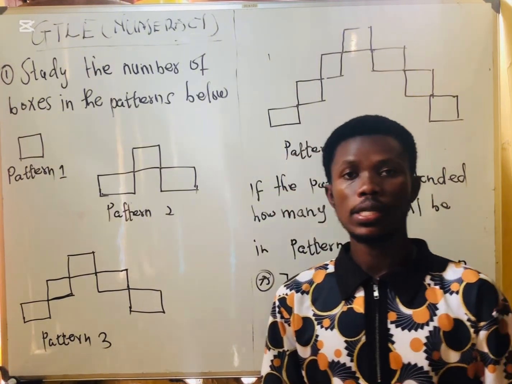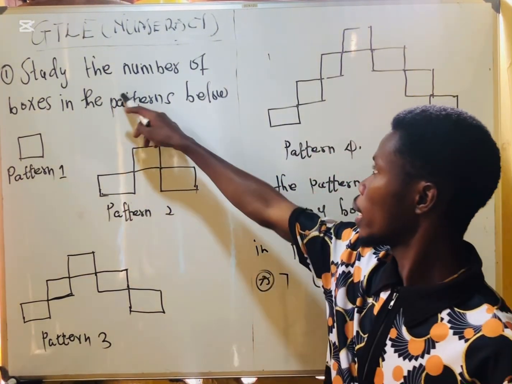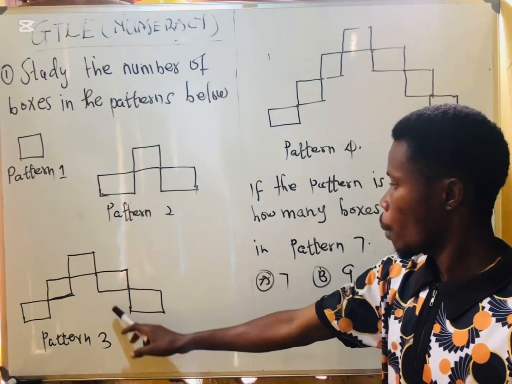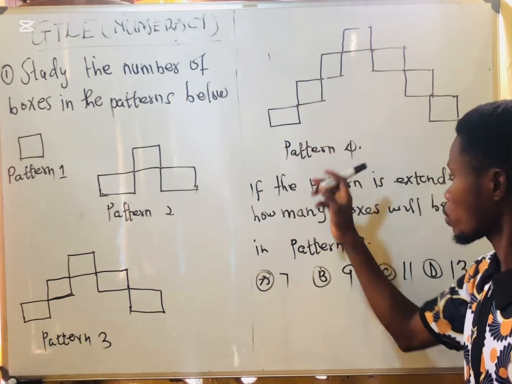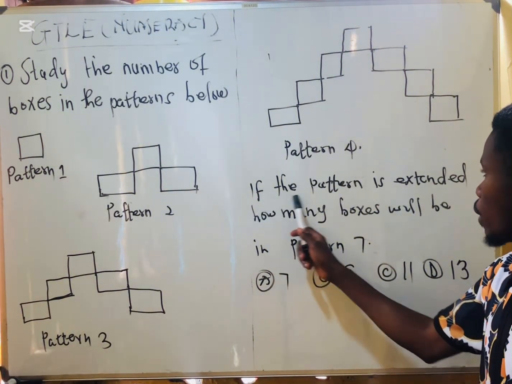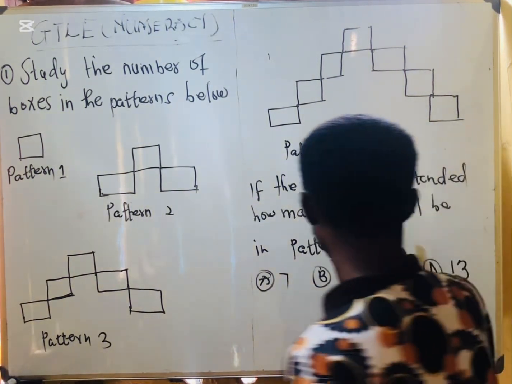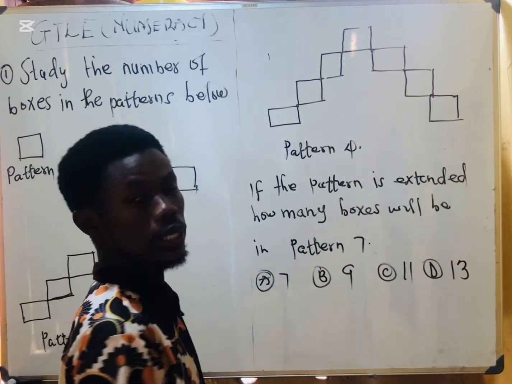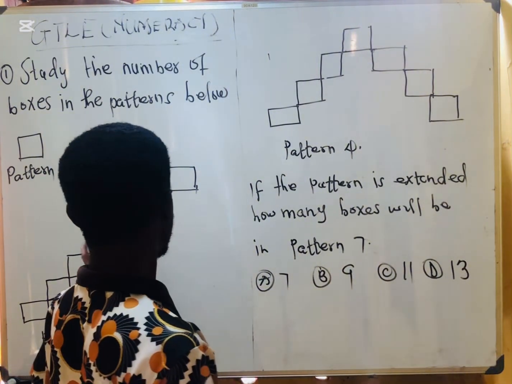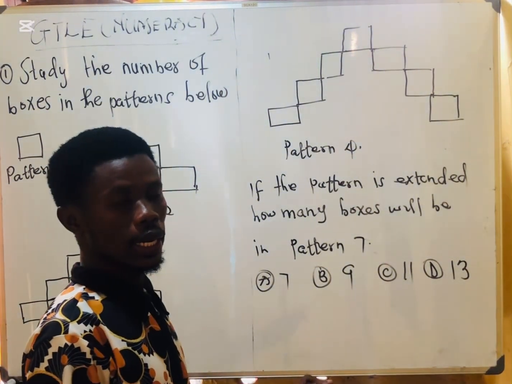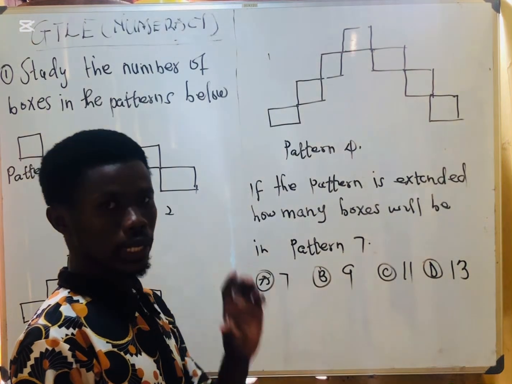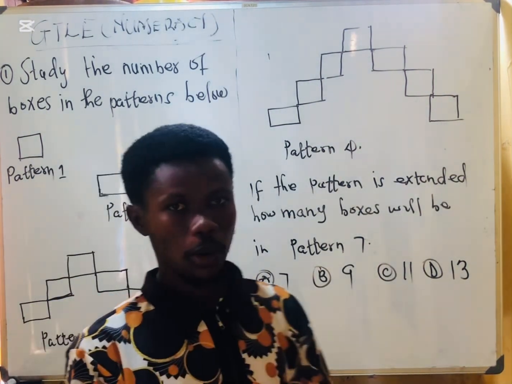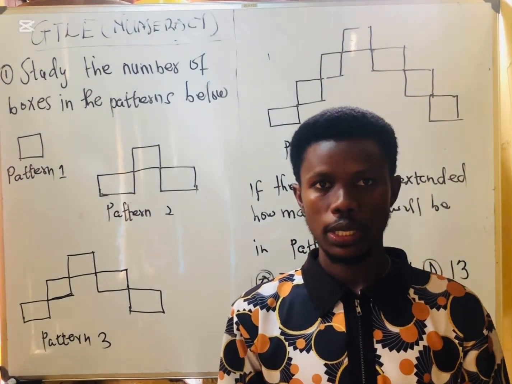The question is saying: study the number of boxes in the patterns below. You have pattern 1, pattern 2, pattern 3, then pattern 4. And the question says that if the pattern is extended, how many boxes will be in pattern 7? So we have 4 patterns, and if the patterns are extended to 7, how many boxes are we going to have? That is the question. Now let's see how we can solve a question like this.